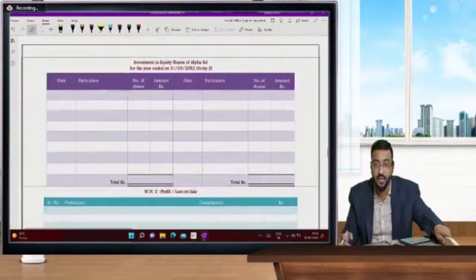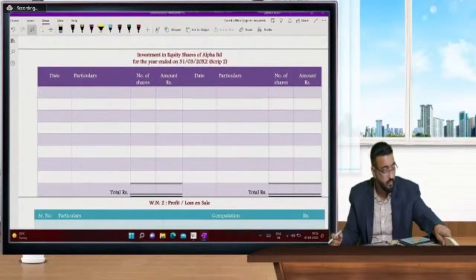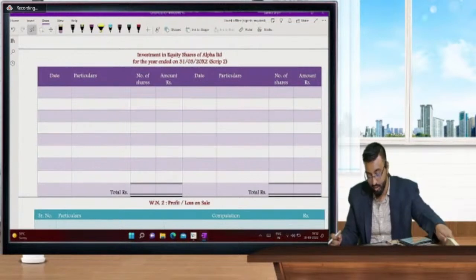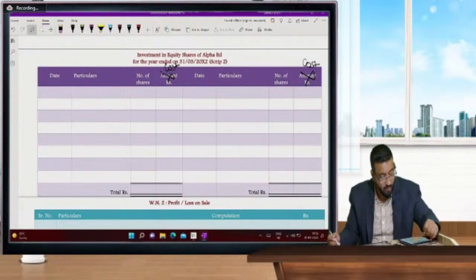Chalo. Second script. Investment in Alpha Limited. How many columns, beta? Number of shares and cost. Chalo. Write down number of shares and cost. Investment in equity shares of Alpha Limited. Very good, Mehman Rafiq bhai. Matanjali saying, sir, thank you, you made this topic very easy. Very good, beta.